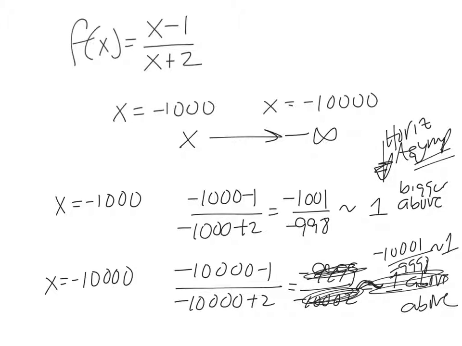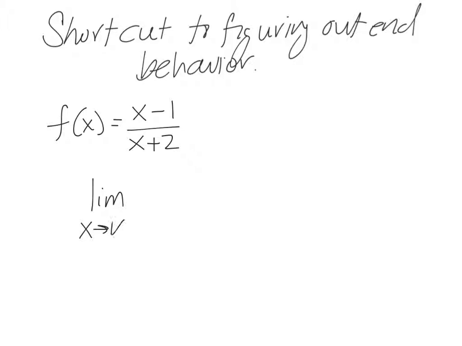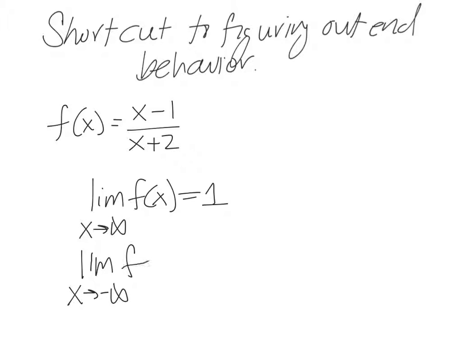All right, so next thing. Okay, so I'm going to start off with our example. So we had x minus 1 over x plus 2, right? And what we just figured out is the limit as x approaches infinity of this function is equal to 1, and the limit as x approaches negative infinity of this function is also equal to 1. So that's what we just did with our calculations.